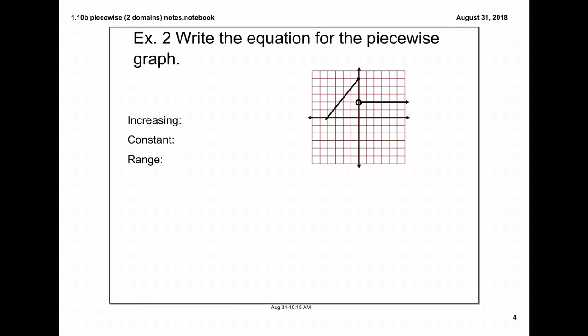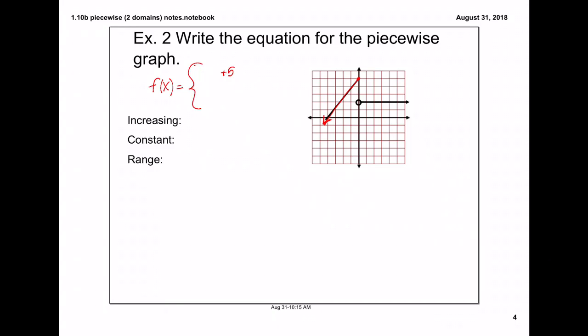Example number 2, we're going to write the equation for the piecewise function. So let's start with this first piece, which has a solid dot and goes down to our left. If we look at our y-intercept, we can tell that it is at 5. So write our function notation. Do your little squiggly. We have a y-intercept of positive 5.